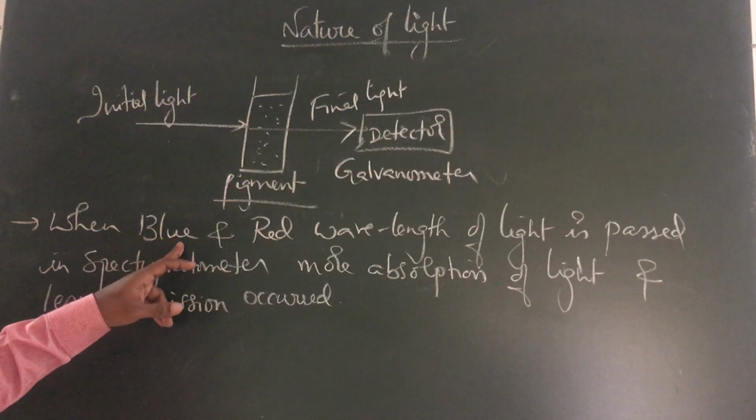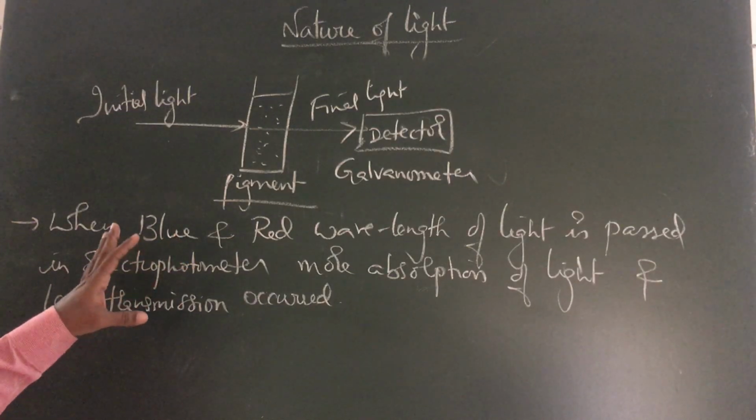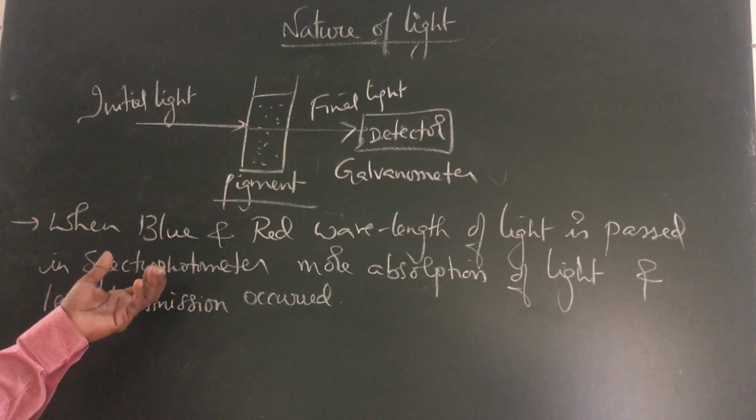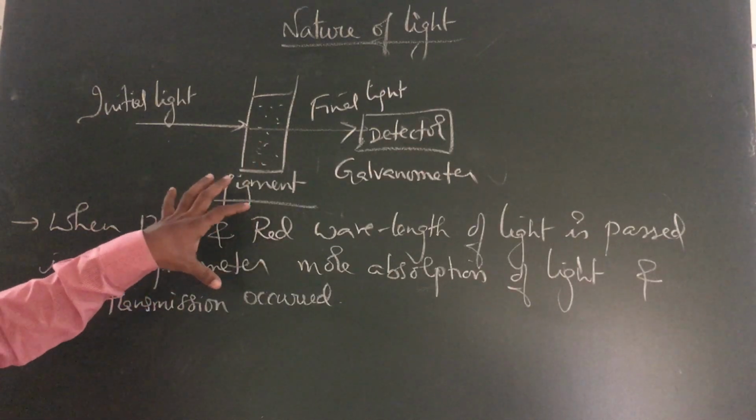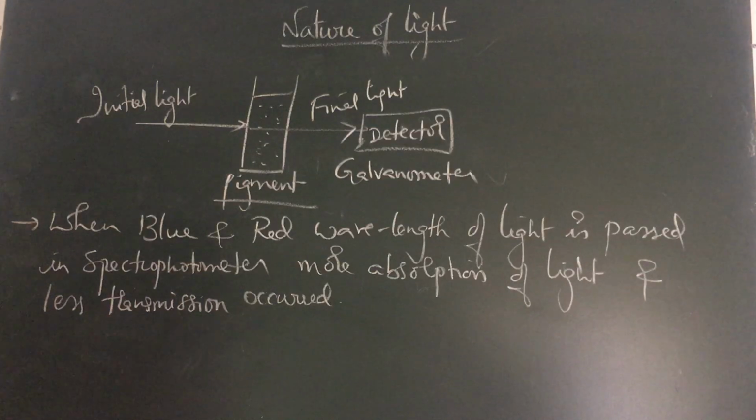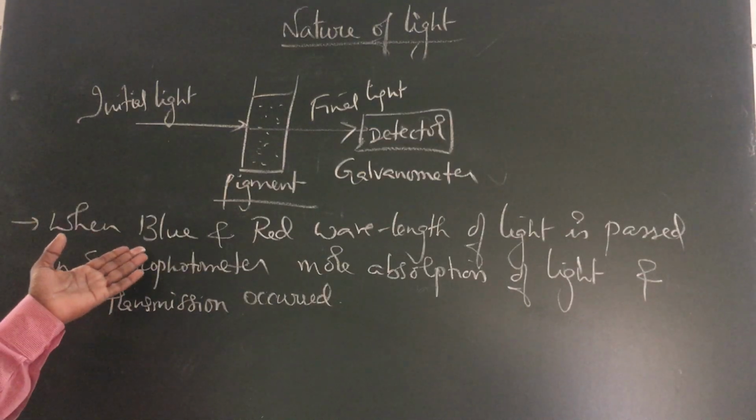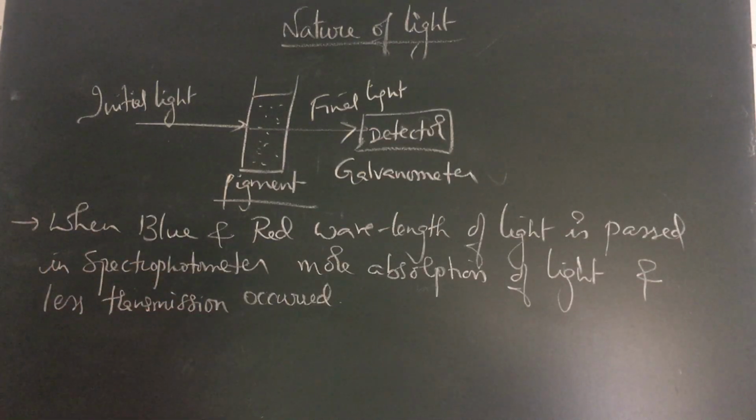When blue and red wavelengths of light are passed in a spectrophotometer, what happens? Because this is the light used for photosynthesis, it is absorbed more. Pigments absorb more light of blue and red. So therefore that is for photosynthesis.